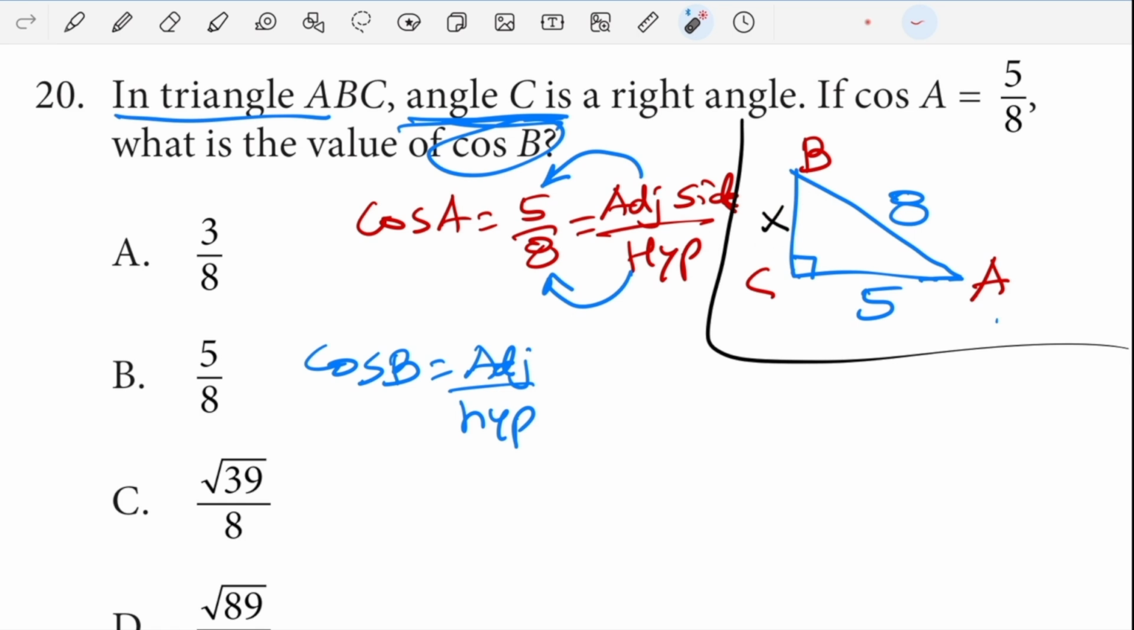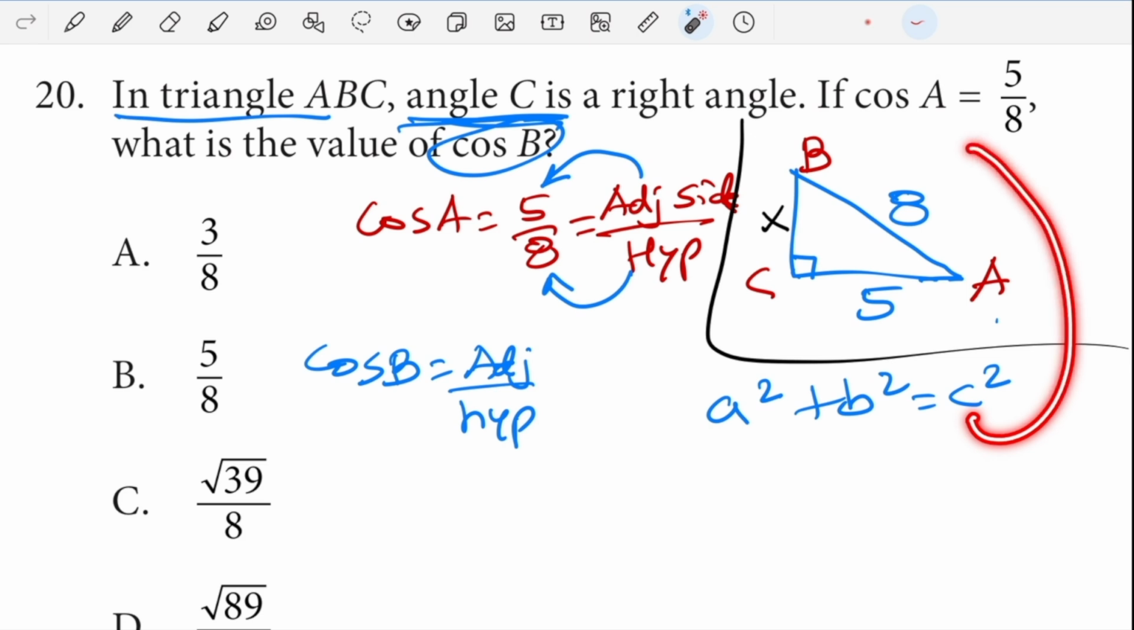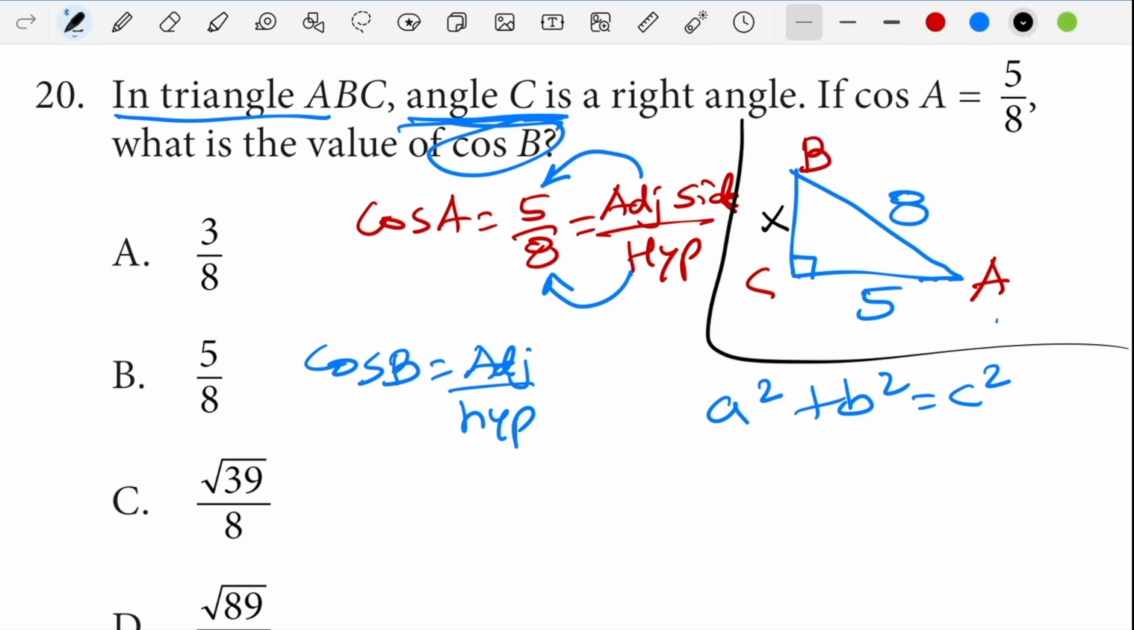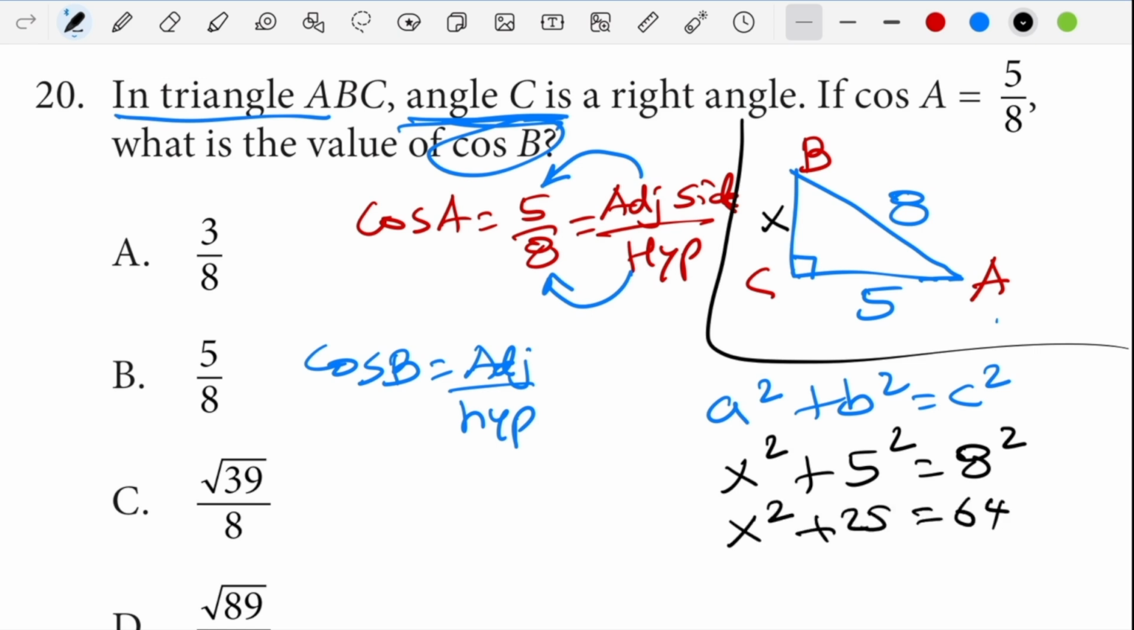You use Pythagorean theorem. A squared plus B squared equals C squared. Okay? C has to be your hypotenuse. A and B, the other two sides. It doesn't matter the order. But C has to be your hypotenuse. Keep that in mind. So let's call A the x squared and let's call B the 5. Equals to C, which is the hypotenuse, 8 squared. And from there you find the value of x. X squared plus 25 equals 64, so x squared equals 64 minus 25.